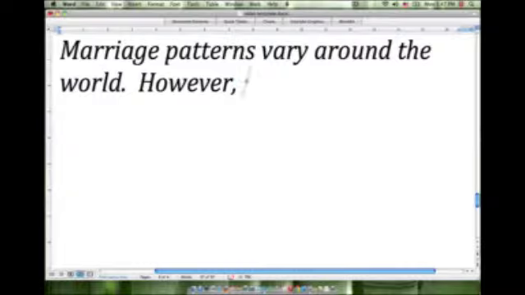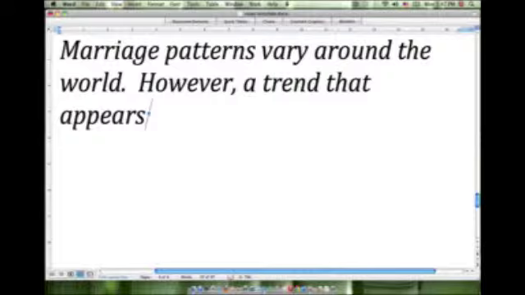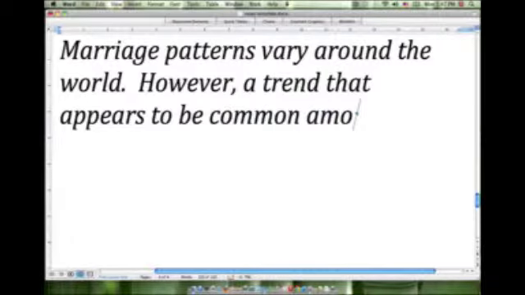So we'll start with however. Marriage patterns vary around the world. However, a trend that appears to be common among most countries.